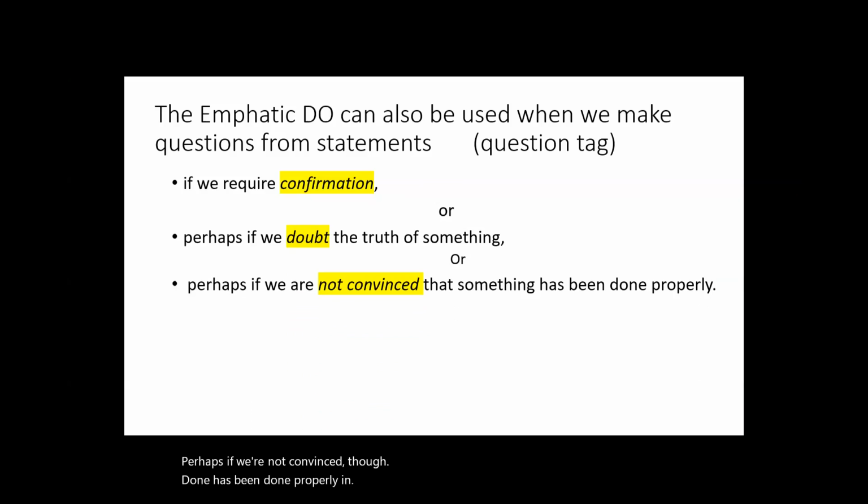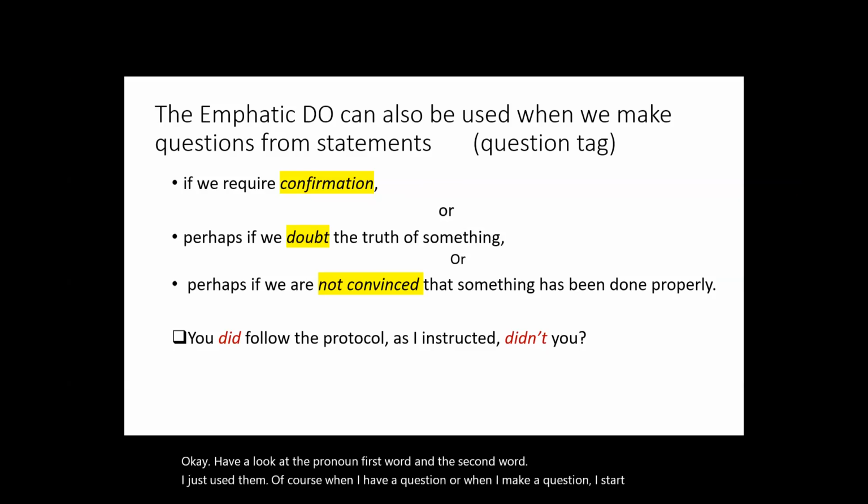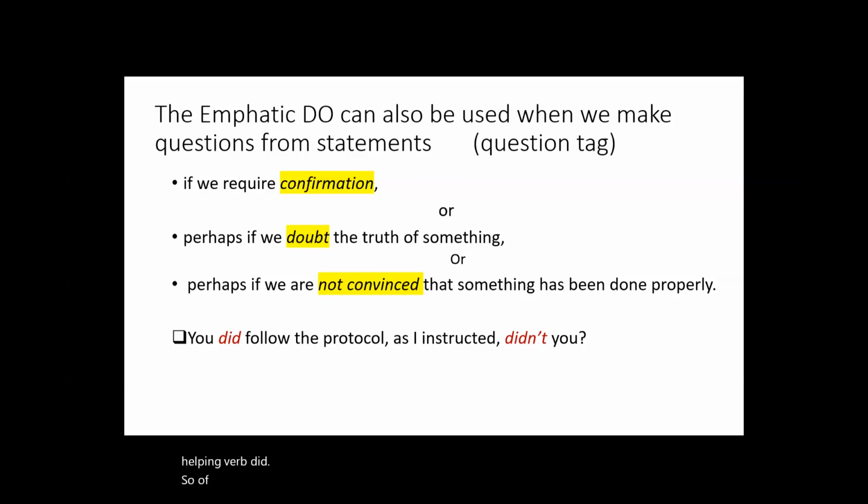Okay, هنا بستخدم ال question tag. How? Let's see. You did follow the protocol as I instructed. هنا عندي ايه الحالة دي؟ Confirmation, بأكد عليه. هل انت فعلا did follow the protocol? Okay, بعمل question tag ازاي؟ How can I form it? Have a look at the pronoun, first word, and did, second word. I just use them. Of course, you know, when I make a question, I start with the helping verb did. So, of course, if this is affirmative, I make it negative. Didn't you? So, the statement is, you did follow. The question tag is didn't you? Why? For confirmation.